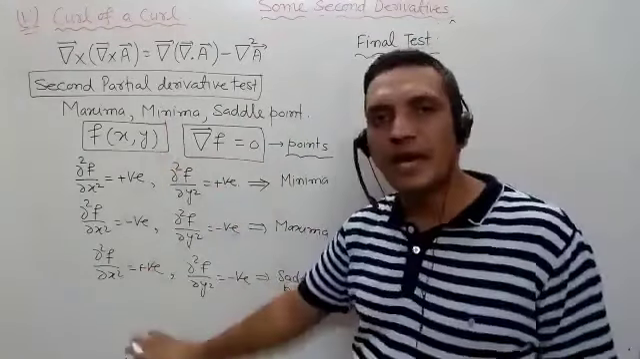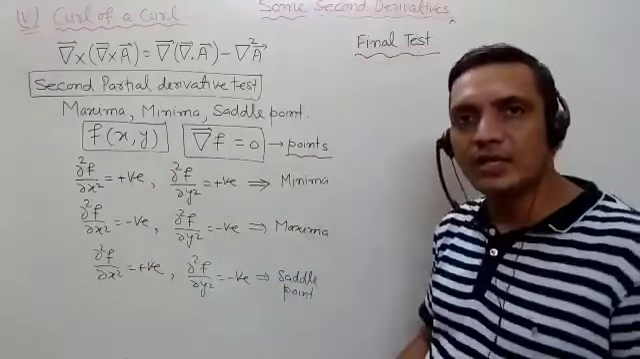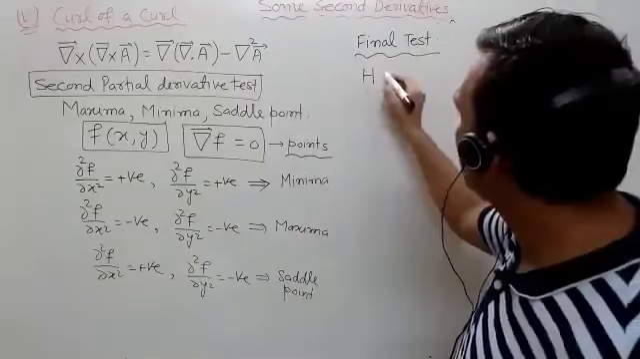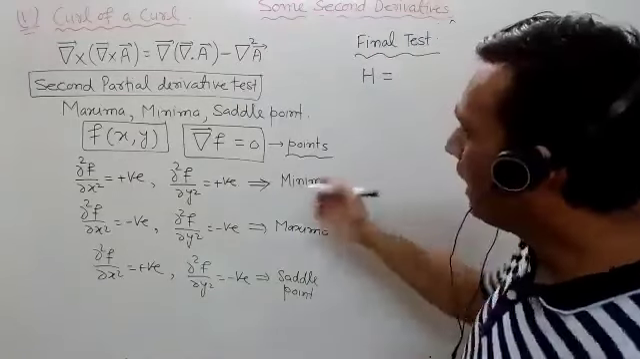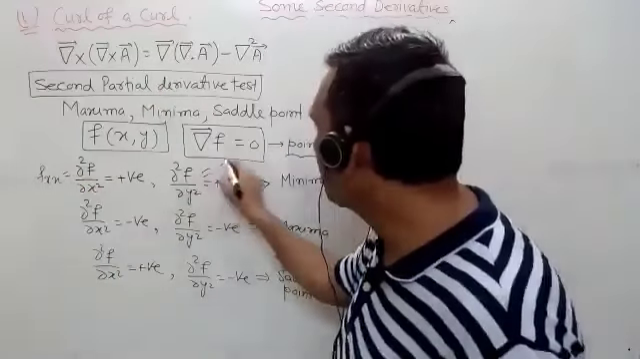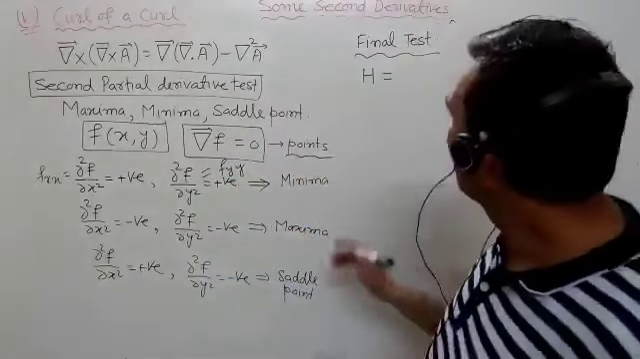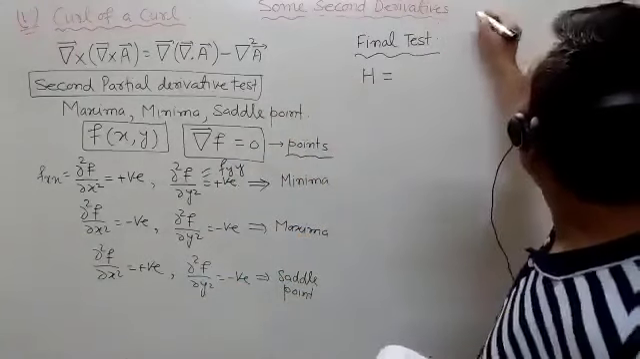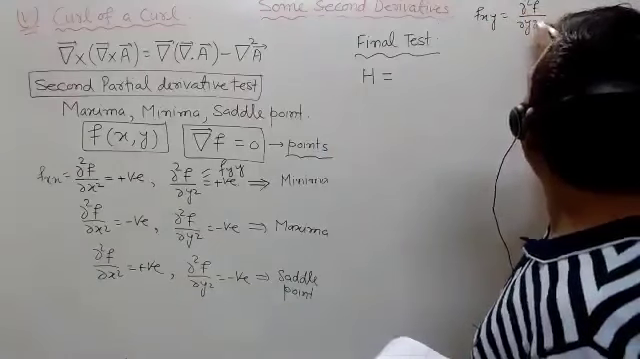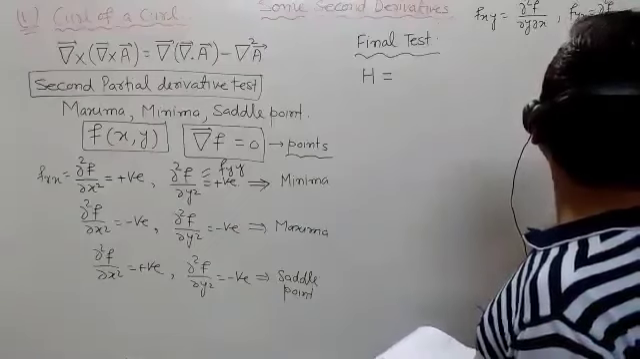For normal cases, this is valid, but sometimes there are exceptional cases, so the final test will decide whether your condition is right or wrong. In that case, let us find H. I will represent this partial derivative by f(x)(x), and this one by f(y)(y), and then you have to find this value f(xy) also. f(xy) is del 2 f del y del x, or you can say f(yx) is del 2 f del x del y.